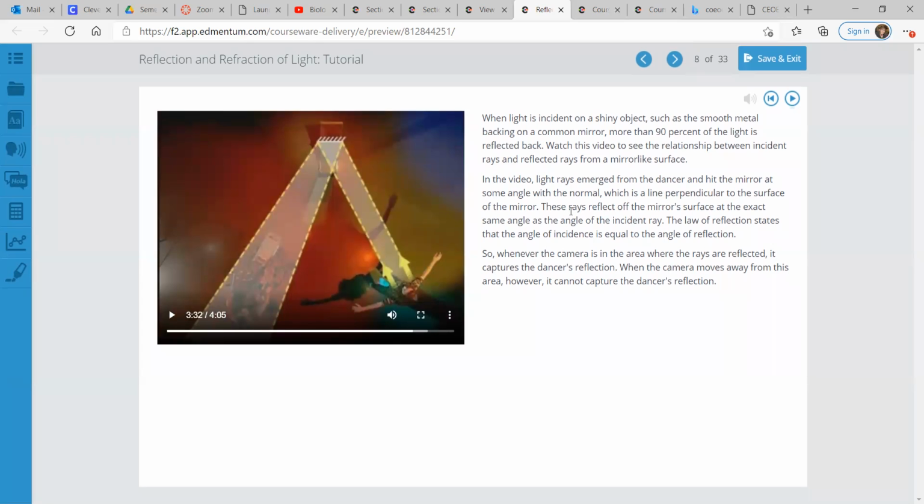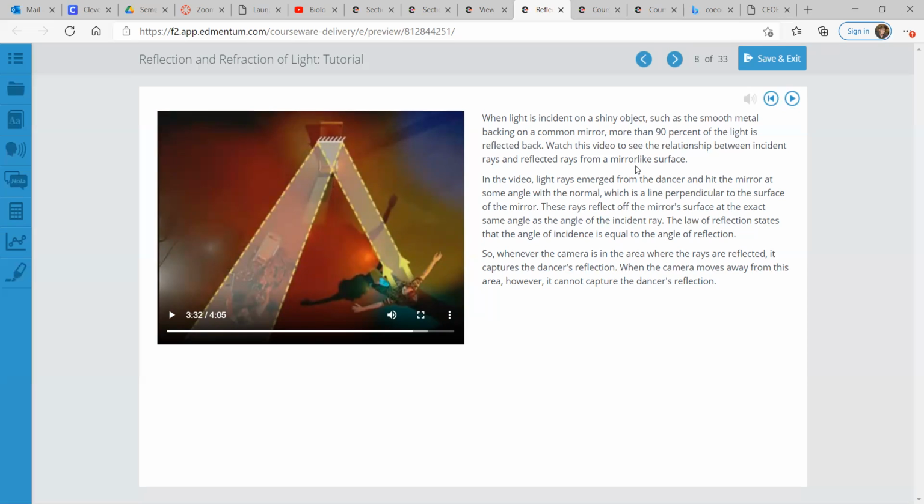In the video, light rays emerged from the dancer and hit the mirror at some angle with the normal. The normal is a line perpendicular to the surface of the mirror. These rays reflect off the mirror's surface at the exact same angle as the angle of the incident ray. The law of reflection states that the angle of incidence is equal to the angle of reflection.